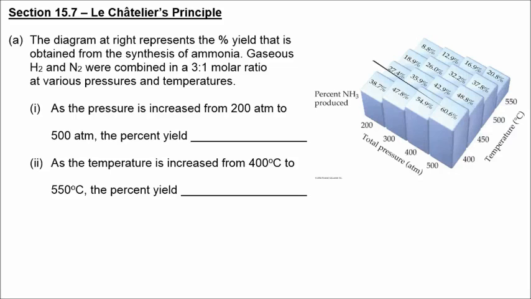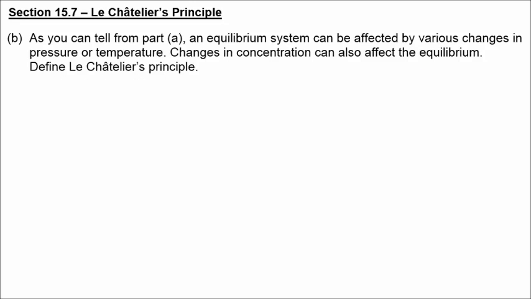Section 15.7, Le Chatelier's principle. In this diagram, you can see that there are various percentages for the percentage yield of ammonia in the Haber process. As the pressure is increased from 200 to 500 atmospheres, the percent yield increases. As the temperature is increased from 400 to 550 degrees Celsius, the percent yield actually decreases. As you can tell from Part A, an equilibrium system can be affected by various changes in pressure or temperature.